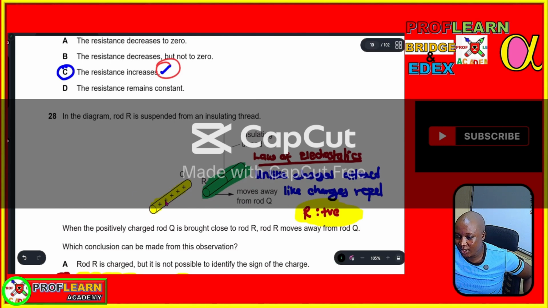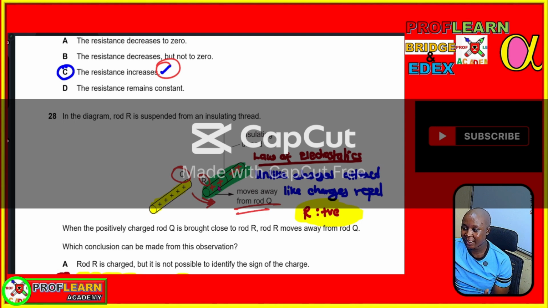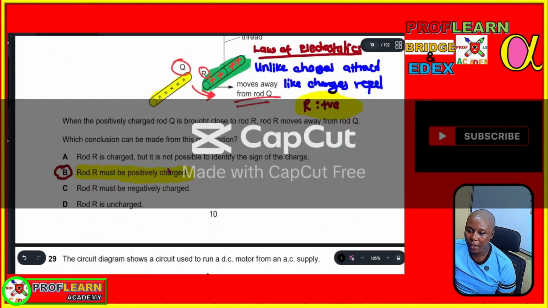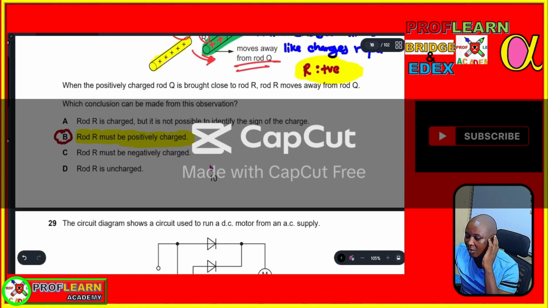We are told that when rod Q is brought close to R, R moves away. But if you look at Q, it is positively charged, meaning it is repelling R. So R must also have a positive charge, and that's why it's being repelled away. From the law of electrostatics, unlike charges attract, like charges repel. So we are going to say rod R must be positively charged, and that's why it's moving away. You also need to remember that materials are charged by rubbing the materials against one another.